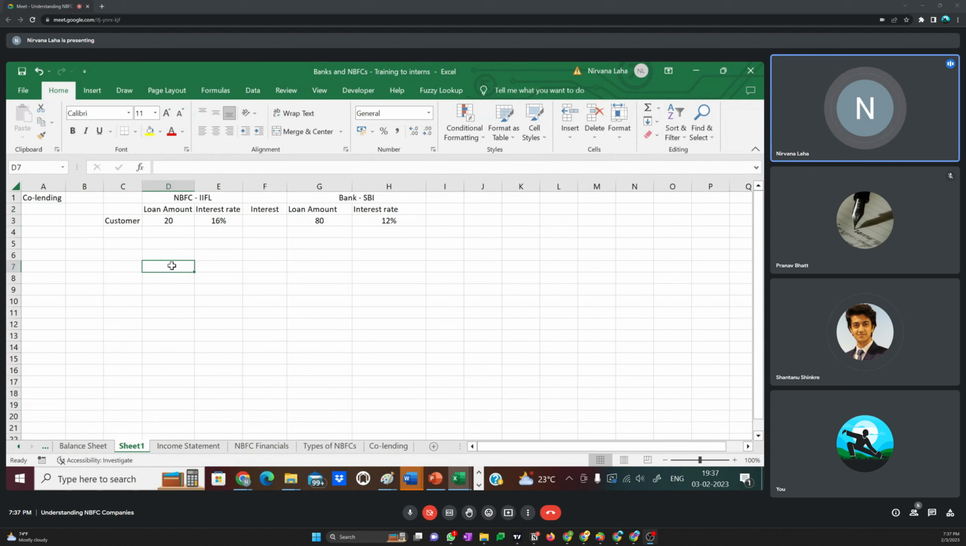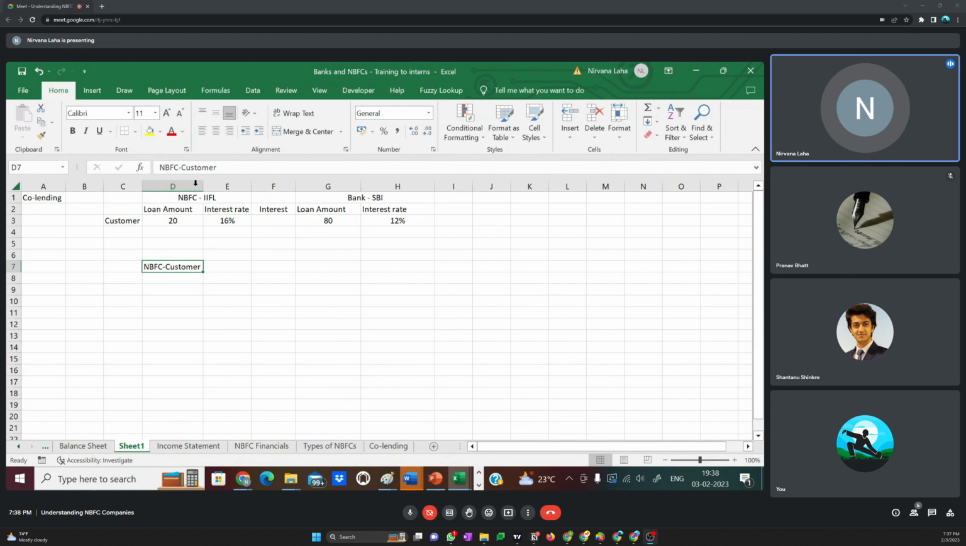Let's think of the customer and NBFC linkage. A loan of 100 has been given to the customer at 16% per annum. So how much will the NBFC collect from the customer? 16 rupees. Out of that, the 80 rupee loan is sitting on the books of SBI, for which SBI is going to charge 12%. So how much will SBI get out of the 16 rupees? 9.6. Absolutely, 80 into 12%, which is nothing but 9.6.